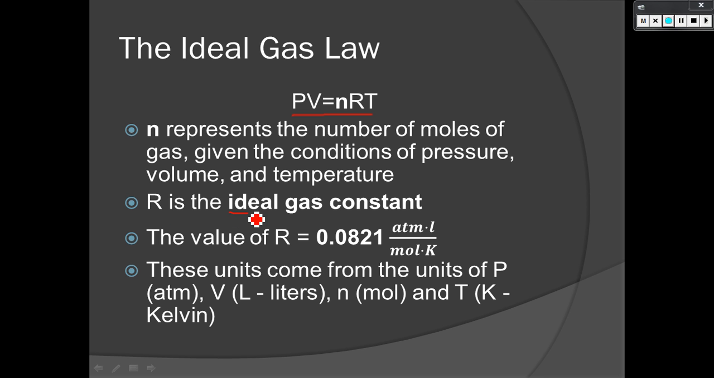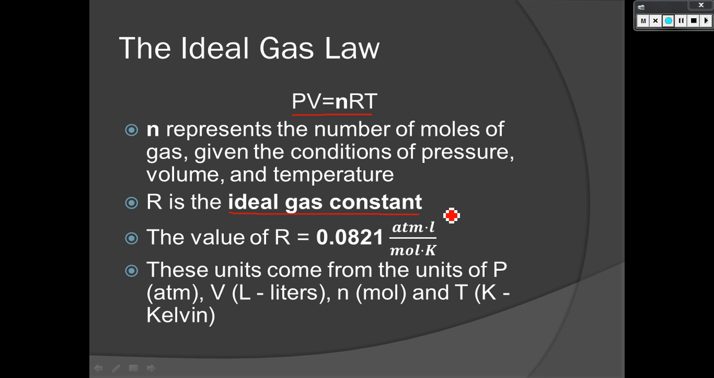R then is what's called the ideal gas constant. And that is a constant number that, in a sense, makes this equation work. We could talk about why you need that number, and that's fine if you want to ask in class, but for the scope of these notes, let's just say that is a constant that makes this work.